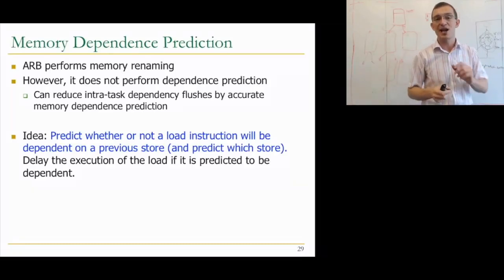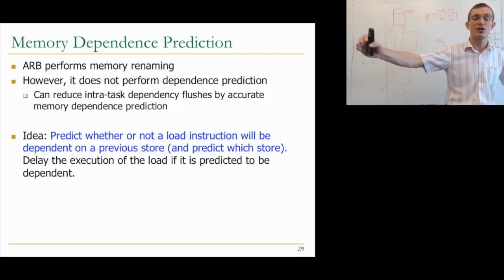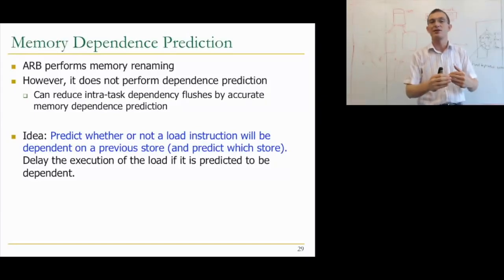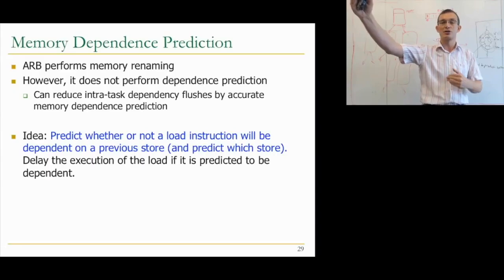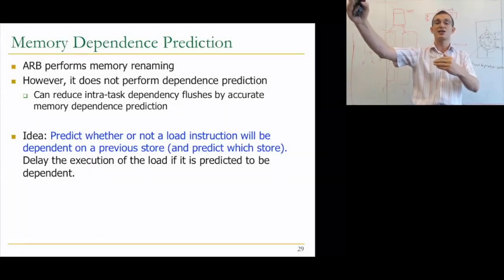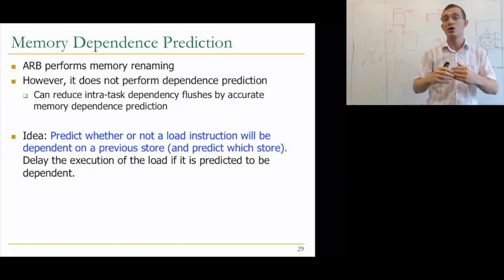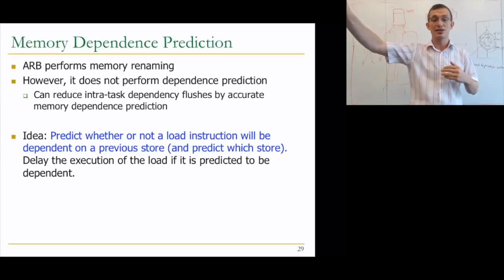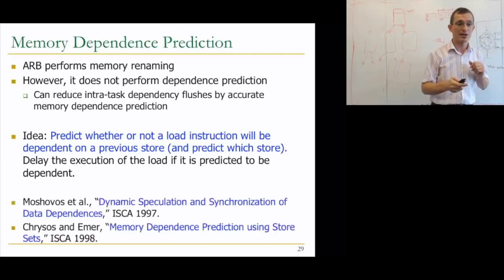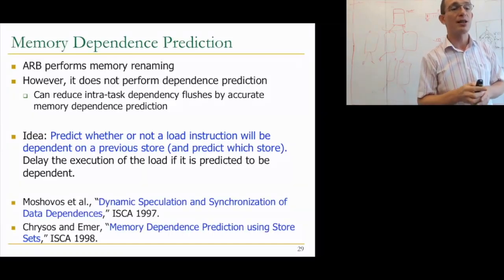Existing processors actually do this within the instruction window, because within the instruction window, the problem is similar, right? You may have an older store that's writing to a location that a younger load is reading, but when the load executes, it doesn't know it. That store has not even executed yet. So that's the idea. And there are 2 seminal papers that I would recommend.